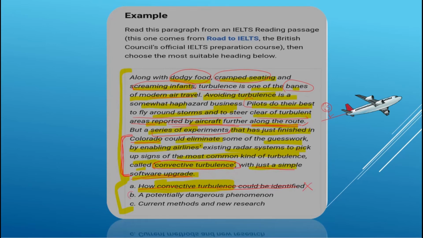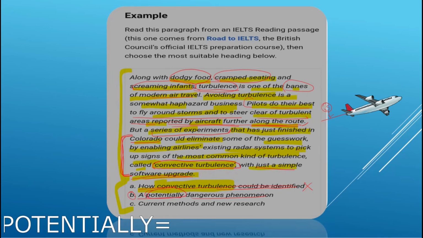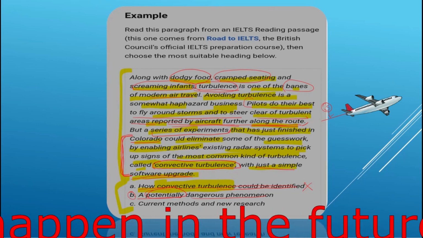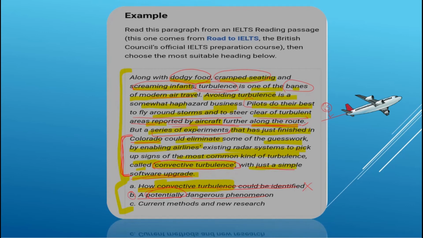Then let's move on to the next option B, a potentially dangerous phenomenon. Definitely, turbulence is one of the most dangerous problems that is faced while traveling in air. So it is a dangerous phenomenon. But the word potentially, do you know what the word potentially means? The word potentially means something that is going to happen in the future, or something that has the probability of happening in the future. So a potentially dangerous phenomenon means a dangerous phenomenon that is going to happen in the future.